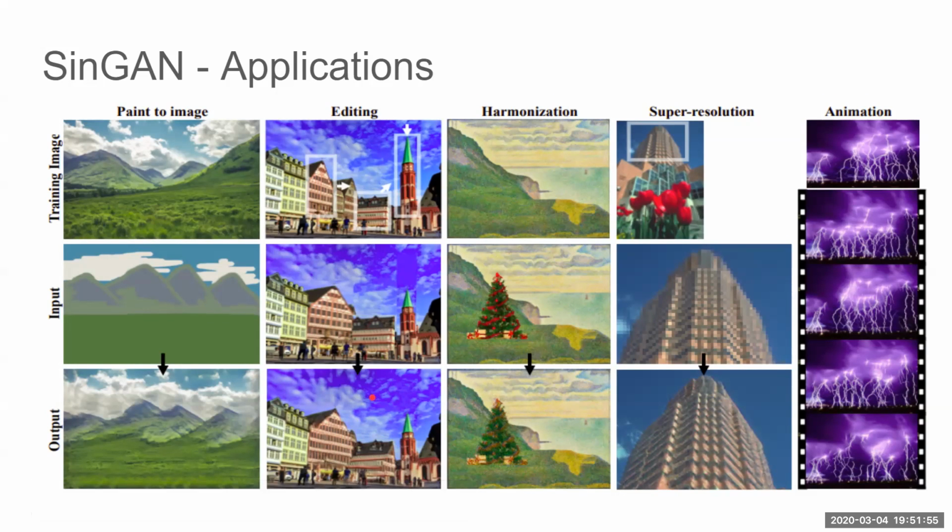The third application is harmonization. If you see this training image, you'll see a painting, and let's say we want to put a Christmas tree on the image. Now the output should have the characteristic of the Christmas tree as well as blend the tree with the background. In the output you can clearly see that it is happening and it's looking really good. So that's also one of the applications of SinGAN.